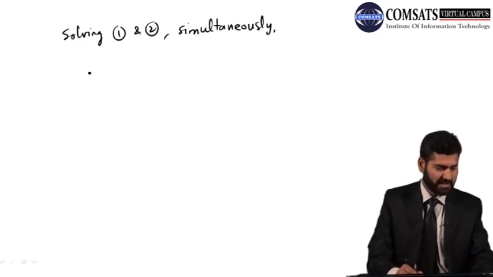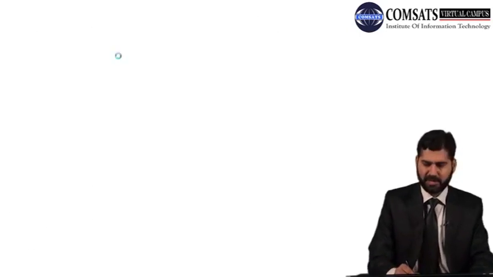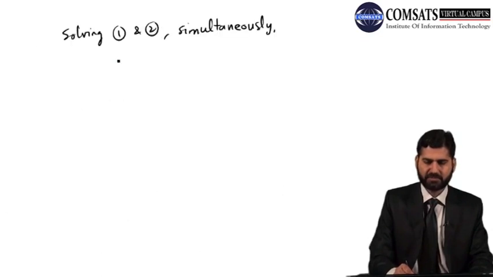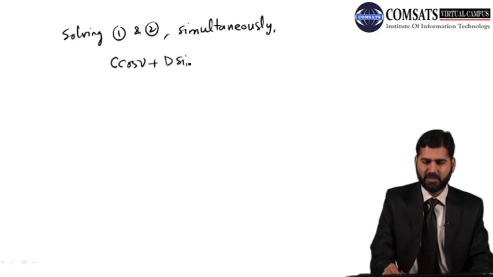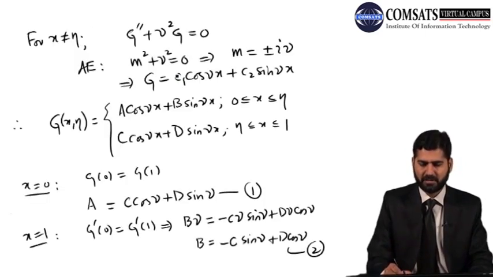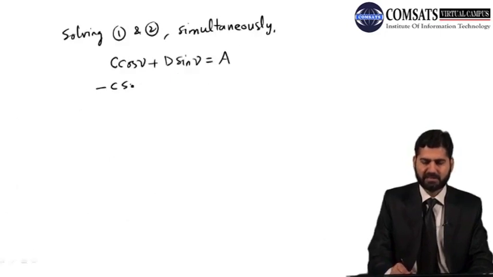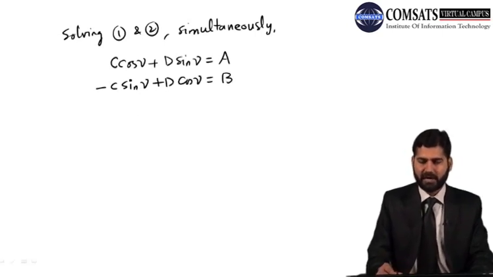Solving these two simultaneously, we will get, first equation: c cos nu plus d sine nu is equal to a. This is our first equation. And minus c sine nu plus d cos nu is equal to b. These are the two equations. So let's treat a, b to be fixed and c, d to be unknowns.